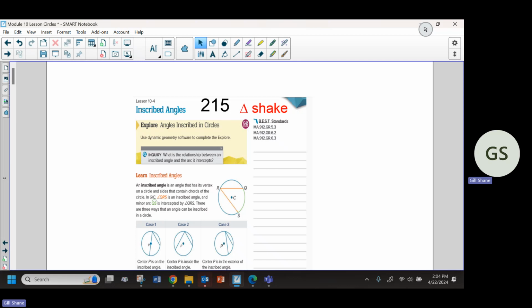There we go. So this quiz was a little while back. It was mostly on inscribed angles. And there was some stuff on tangents as well. So inscribed angles and tangents. I'm just going to go through all the lesson stuff super fast.